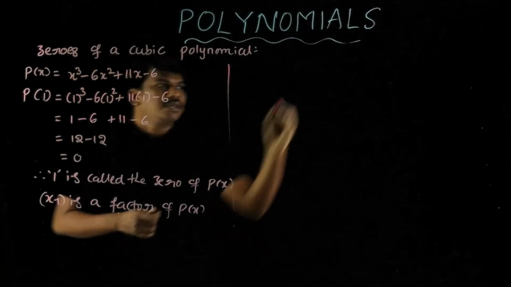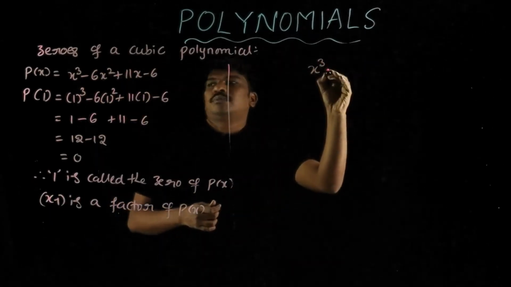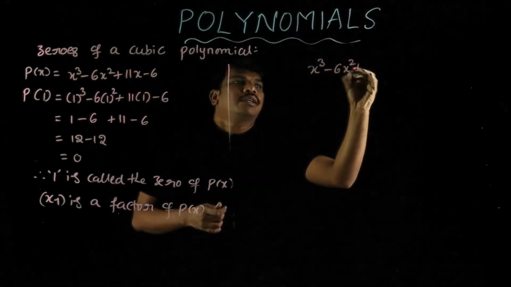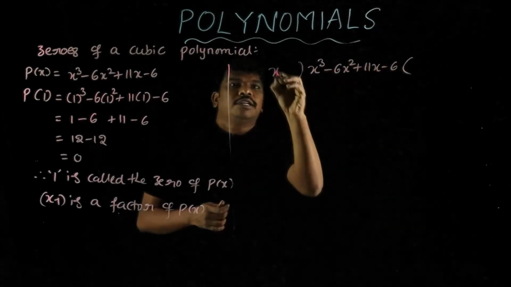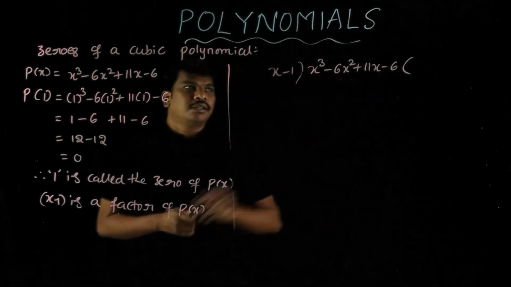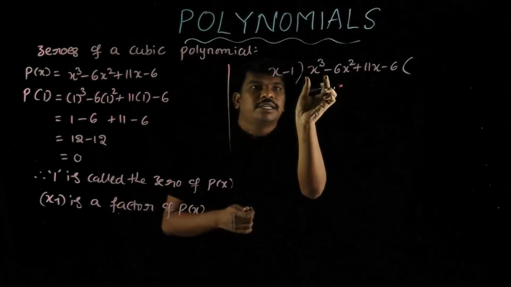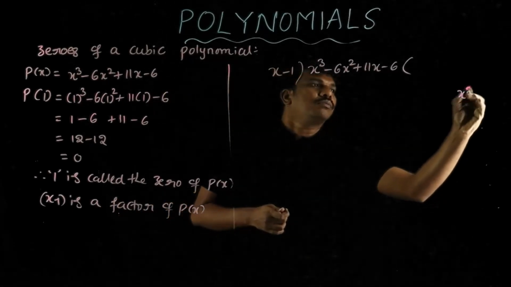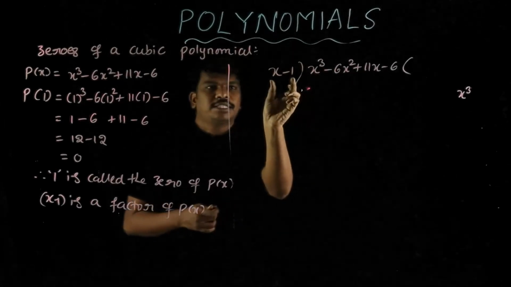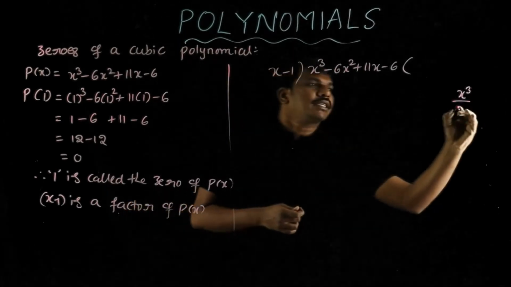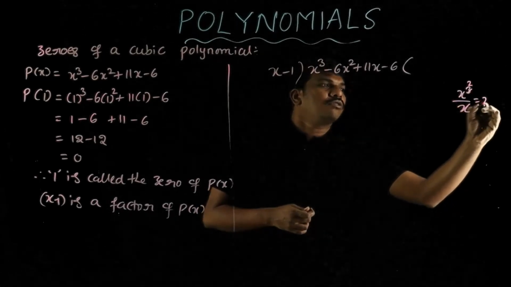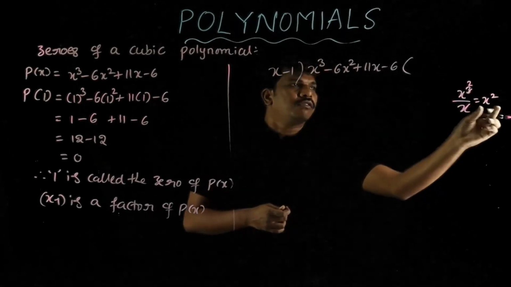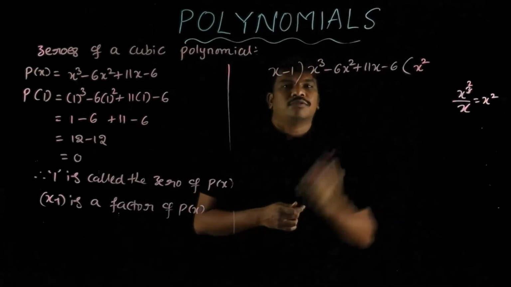That is x cube minus 6x square plus 11x minus 6 divided with x minus 1. Now the highest degree term in the dividend is x cube. The highest degree term in the divisor is x. X cube by x is nothing but 1x will get cancelled, we will get x square. This is our new quotient, x square.